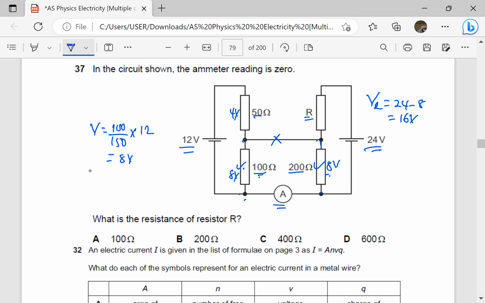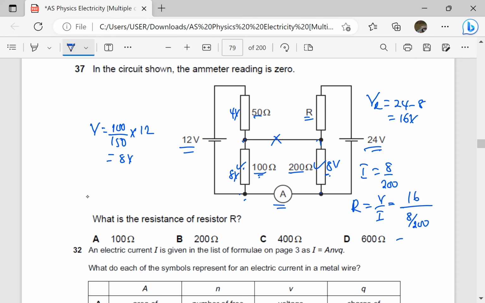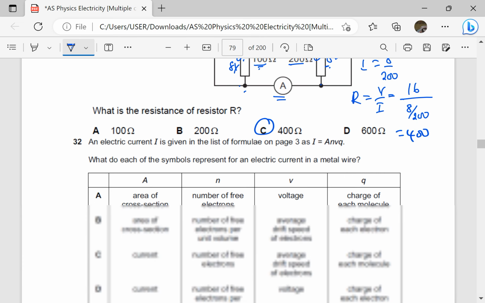So let's first find the current. If the PD across 200 ohms is 8 volts, so the current there is going to be 8 divided by 200. That is the current here. It is the same current through R. So it means the resistance R is going to be V over the current. V is 16, the current is 8 over 200. So 200 goes up, I will say 200 times 16 divided by 8, which is 400. So R is equal to 400. So the answer is going to be C.